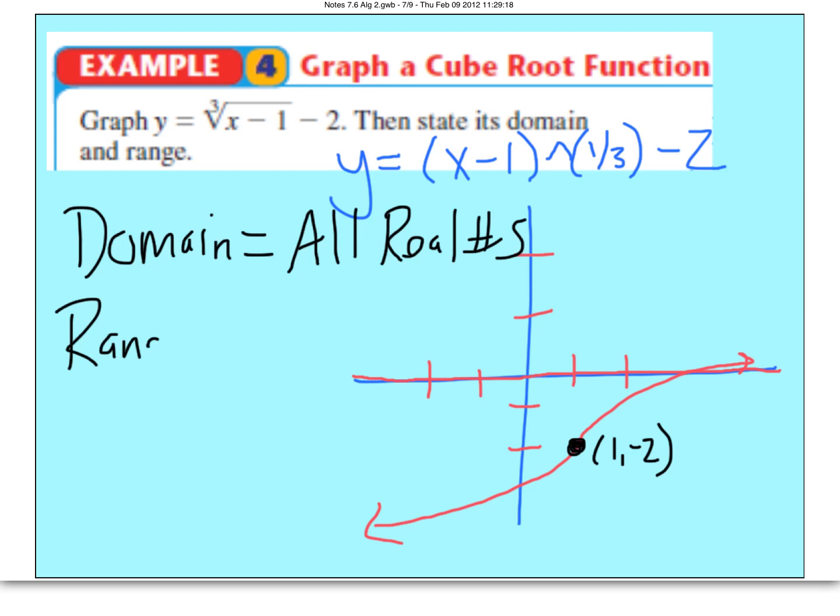The range, again, as I travel on the y-axis, I'm down here in the negatives, and I see graph to the left. Now I see it to the right. I see graph to the right. Now be careful, as I get up higher, there really still is graph. It's just off my paper, and it's going out to infinity. So the range on this one is still going to be all real numbers.